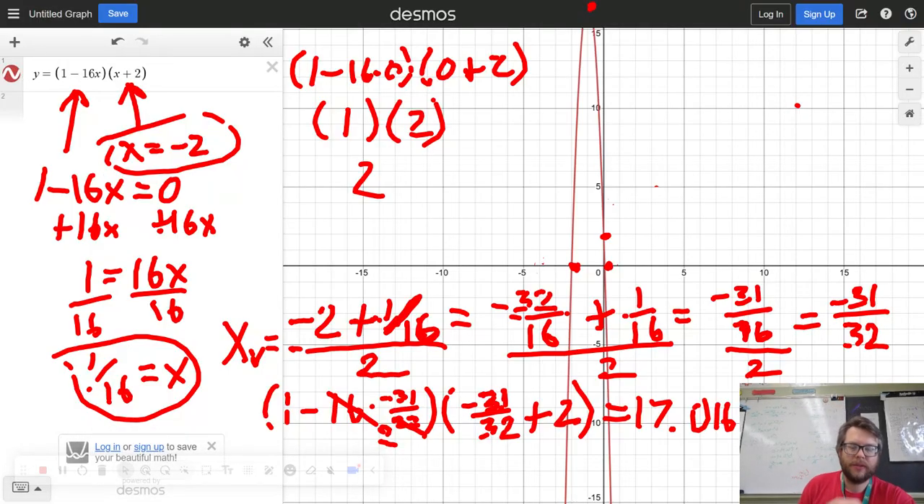Okay? So, regardless of how hard the numbers are, example number 1 was pretty easy numbers. Example number 2 was pretty hard numbers. You can do the same thing, and when the numbers get hard, grab your calculator and do it. I just did it. I didn't really feel like trying to calculate 17.016 by hand. I just grabbed a calculator. The concept is important. Find the x-intercept by thinking, what makes y equal 0? Find the y-intercept by plugging in 0 for x. Find the vertex by going halfway in between.